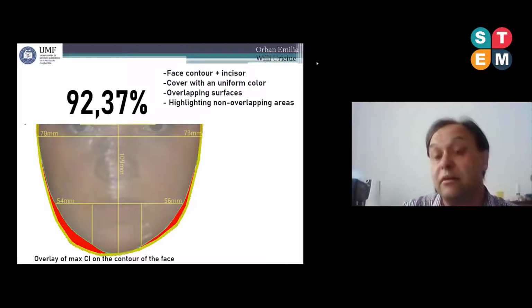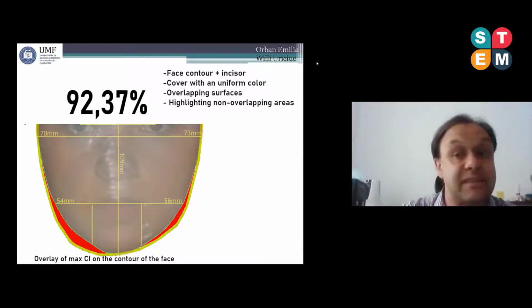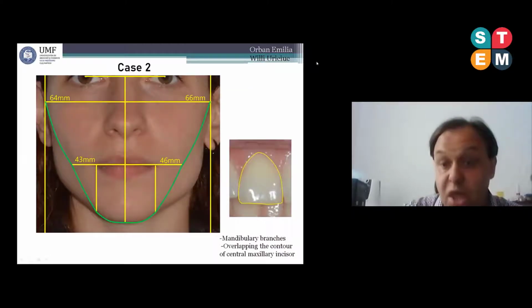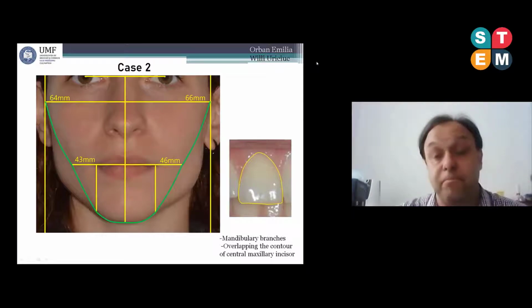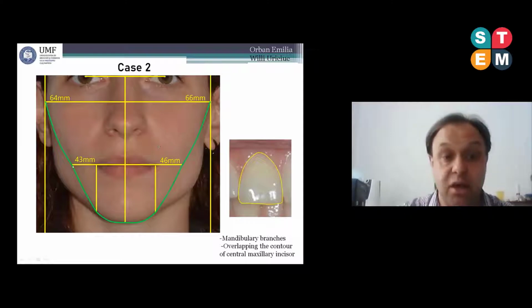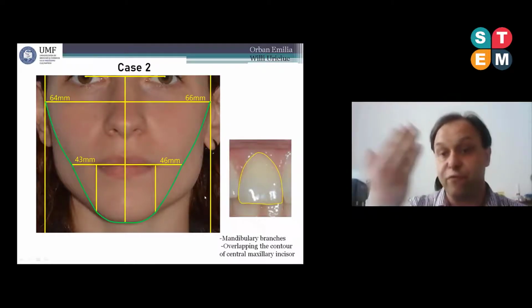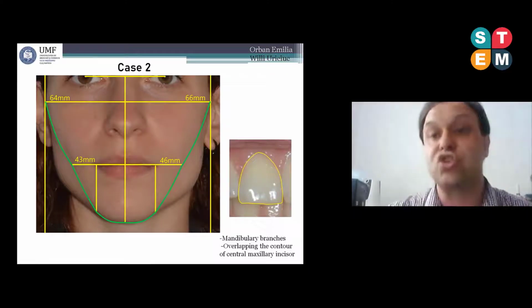In front of what I presented until now, it is a possibility to reconstruct the central incisor, the permanent central incisor, with the shape of the face. We have some exceptions. When we have a mandibular shape, as you see here, I told you the shape of the cranium seen from the frontal plane is not the shape of the face.